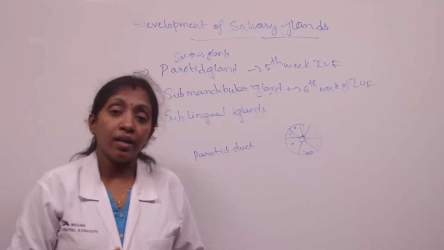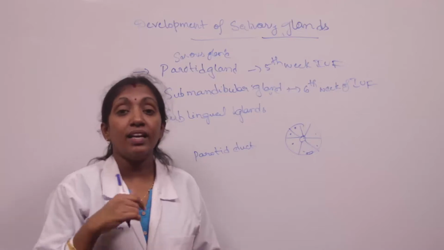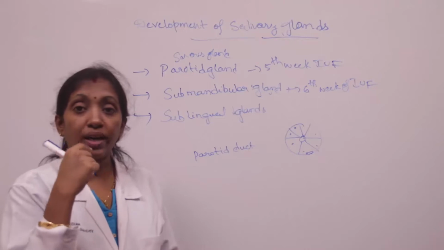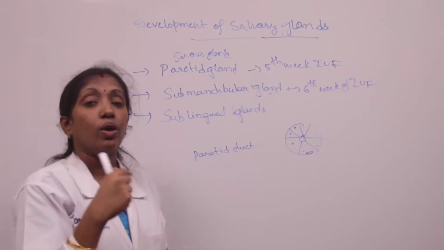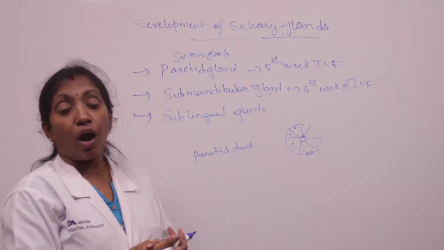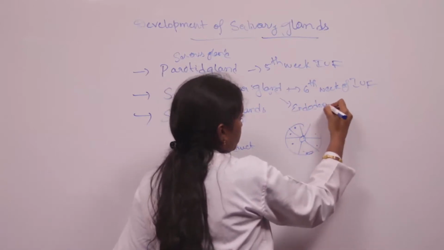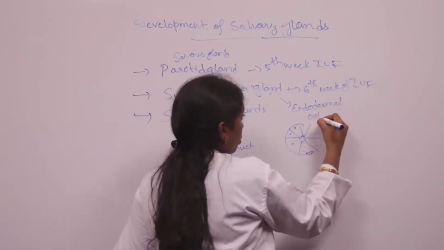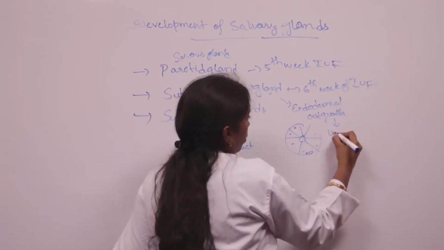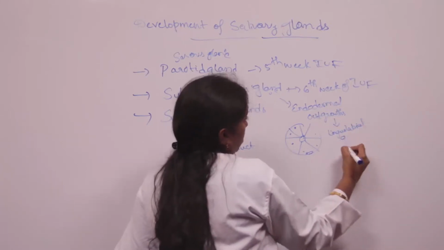The submandibular gland develops as an endodermal outgrowth from the linguolabial groove. Between the tongue and the lip, we have a groove that is called the linguolabial groove. So the submandibular gland develops as an endodermal outgrowth from the linguolabial groove.